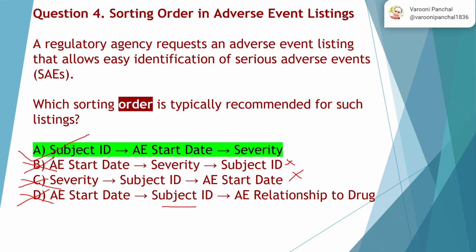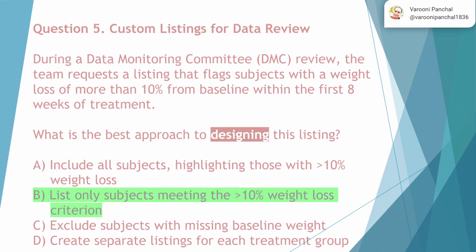So this order, what it does typically, it will give you a particular subject ID. That subject ID had how many adverse events, start dates, and out of those start dates, which are the severe concerns, like how many are serious adverse events. So that information will ideally pick up that particular subject and it becomes easy for a regulatory agency to review.